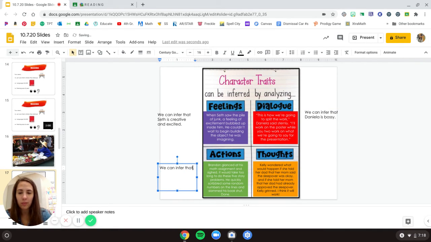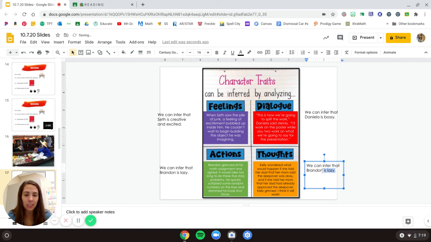All right, let's come down here and talk about Brandon. So we can infer that Brandon is, let's think through, what do his actions really show? He quickly scribbled random numbers. Well, he didn't really do his work. Can you think of a word that means you do the bare minimum? I'm thinking of lazy. He doesn't really want to do his work, does he?